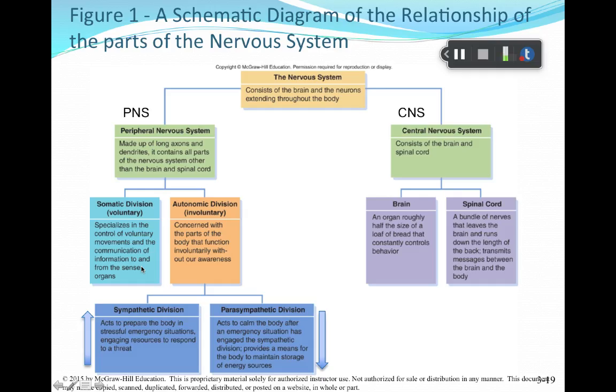So there's the somatic division, which is voluntary. So I want to kick the soccer ball, I'm going to kick the soccer ball. Those are movements. I want to walk, I'm going to pick my feet up. Automatic, as opposed to voluntary, is more of the things that function without our awareness.